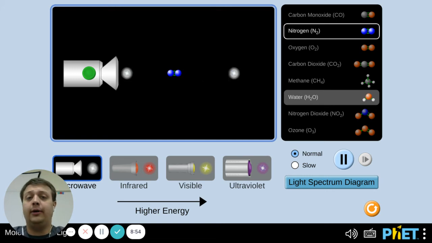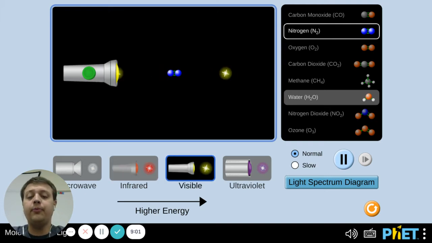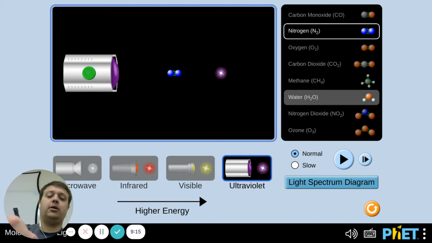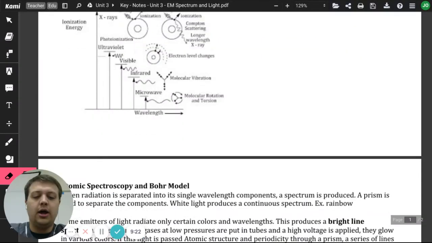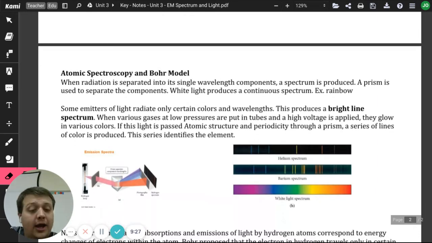Okay. What about infrared? Same thing. Visible. Same thing. Ultraviolet. Same thing. Passes straight through because it is completely nonpolar. Okay, so polarity can have an impact on what these waves are actually going to be doing. All right, so that is the simulation. It's not letting me change. There we go. Of those molecules in terms of how they are affected by the different waves.